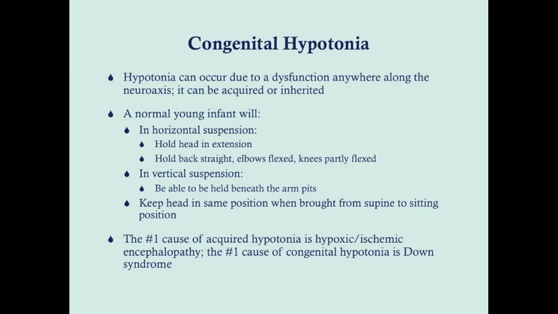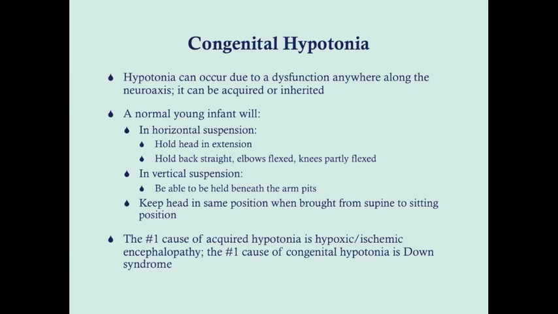A normal infant, when you hold a baby, a neonate, in horizontal suspension, so you're holding the baby in your hands, the head should be held in extension, and the back should be straight, elbows should be flexed, and the knees should be partially flexed. The baby should look like Superman. It shouldn't be slumping over in like an upside down U shape.